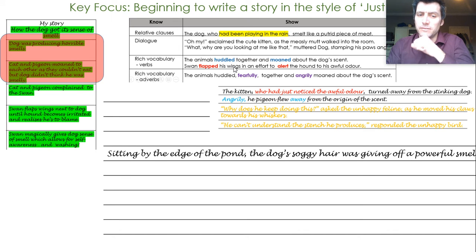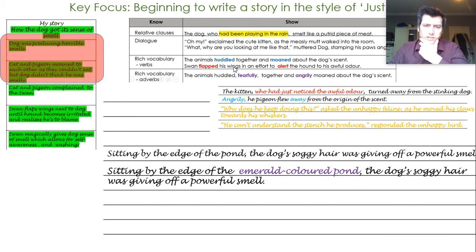Now I'm going to say that they're sitting by the edge of the pond. So I've got this verb, sitting by the edge of the pond. The dog's soggy hair was giving off a powerful smell. Okay, so now I've got a bit more of an image of what's going on. Now, I'm thinking sitting by the edge of the emerald coloured pond. Oh, I like that. Okay, it's not just a pond now.